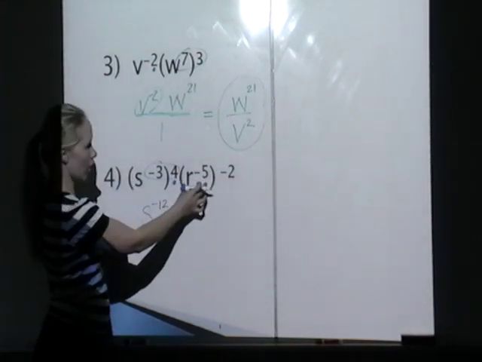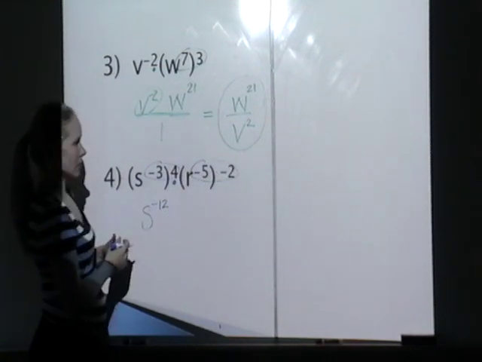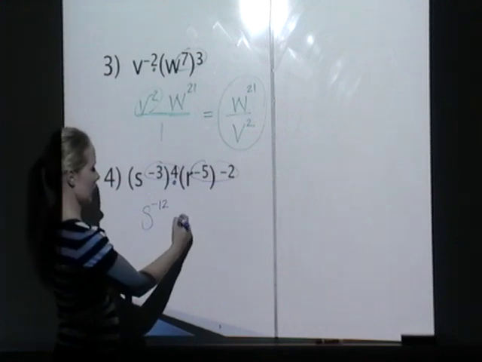So now I have r, and I've got a power here, r to the negative 5th power. Raise that to the negative 2nd power. I can multiply.